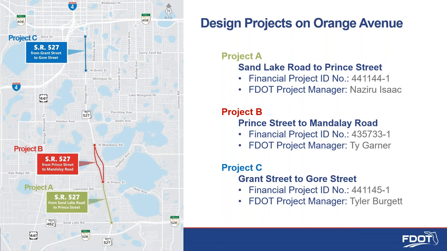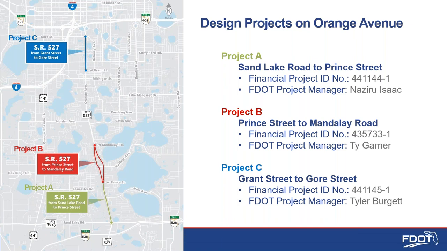The second project, or Project B there, is along Orange Avenue at the split one-way pair. So that's from Prince Street to Mandalay Road. This project includes resurfacing the roadway and modifying the existing roadway to provide reduced lane widths, buffered bike lanes, enhanced pedestrian features, and curb extensions to define on-street parking and other aesthetic enhancements.